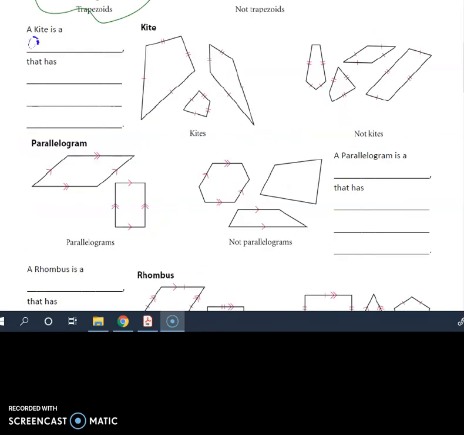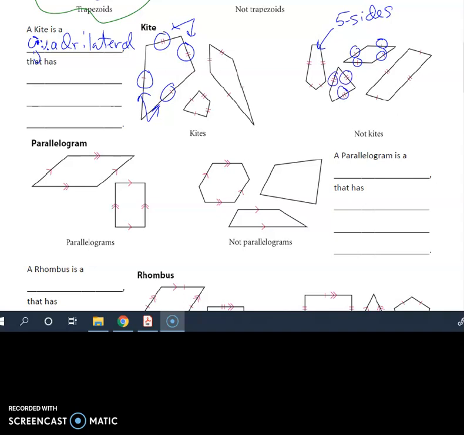For a kite, again, it's another quadrilateral. It has tick marks where there are two sets of sides that are equal to each other, and that's true for all three shapes. This one does have two sets, but it also has a fifth side. Kites are four-sided shapes. Here, all the sides are marked the same, and with kites the two sets are different. Here we have three sides that are equal, and we have to have two sets instead of one set of three. And this one fails because the equal sides are opposite each other instead of next to each other.